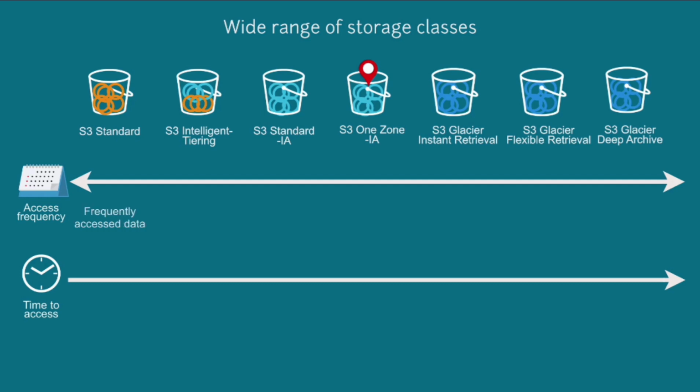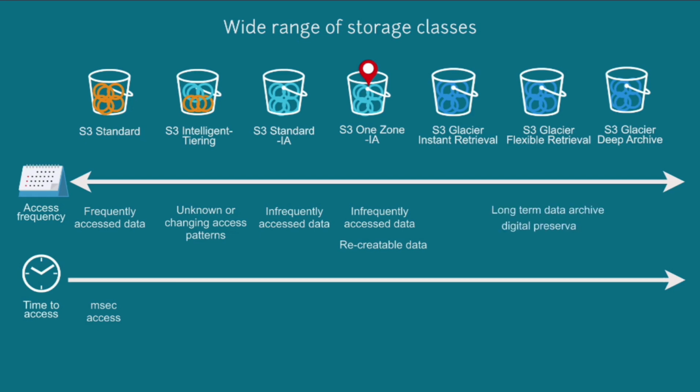S3 Standard is for general-purpose storage of frequently accessed data. It delivers low latency and high throughput, and can access data in milliseconds. S3 Intelligent Tiering is for data with unknown or changing access patterns. It automatically moves your data between a frequent access and an infrequent access tier based on changing access patterns, without performance impact or operational overhead. S3 Standard IA and S3 One Zone IA are for long-lived but less frequently accessed data. Since S3 One Zone Infrequent Access only stores data in one availability zone, it fits best for data that can be recreated. S3 Glacier storage classes are for long-term archive and digital preservation.